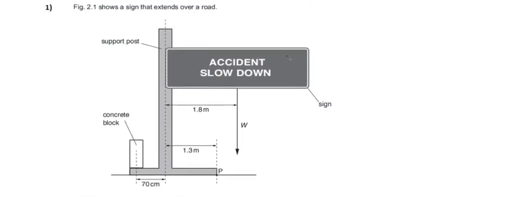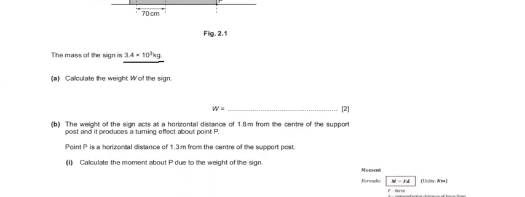This sign is showing the accident slow down, and there is a support post here, and this is the additional support to the left hand side, which is nothing but the concrete block. And we need to find out the weight of this signboard that is showing the accident slowdown. And the mass is given, that is 3.4 into 10 to the 3 kilogram.